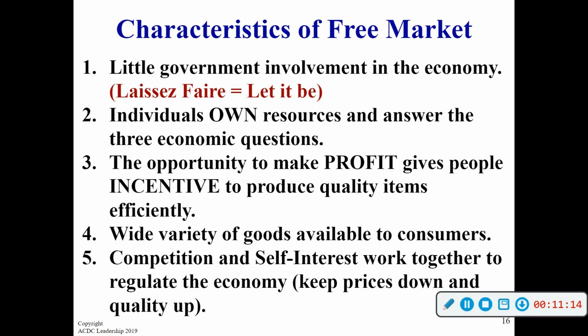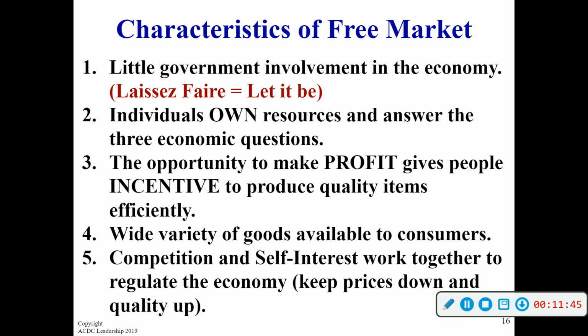The opportunity to make profit gives people incentive to produce quality items. If you think you can get rich doing something, you're probably going to do it. And if you've got access to the resources, why would you not? That's kind of the big idea behind this capitalist free market. That people are going to operate in their own self-interest, and when they do that, that's best for a free market because they're going to buy and sell and trade. They're going to compete, and through this competition, it creates this really healthy economic system.